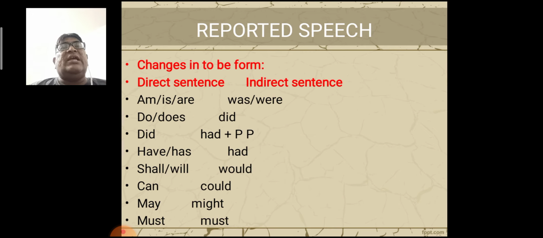Now let's see changes in to be form. Direct sentence and indirect sentence. Am into was, were. Do, does into did. Did into had plus past participle of the verb. Have, has into had. Shall, will into would. In some cases you will find shall into should and will into would also. So both are acceptable. Can into could, may into might, and must is same as must only. There is no change.